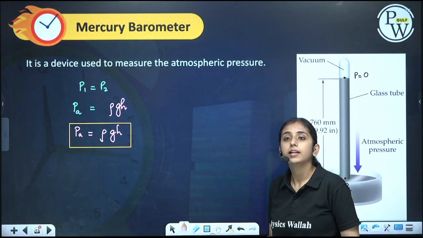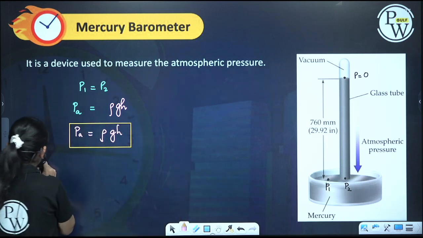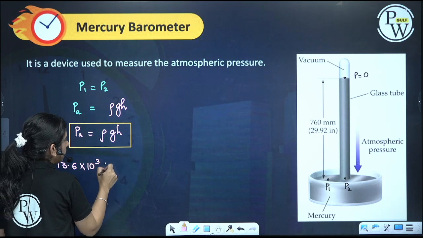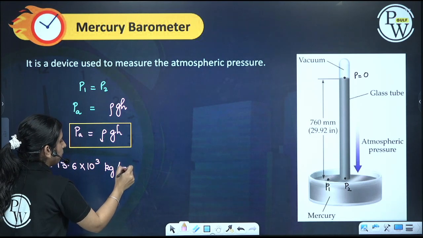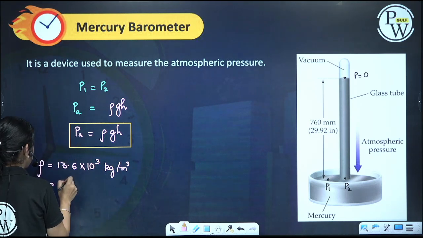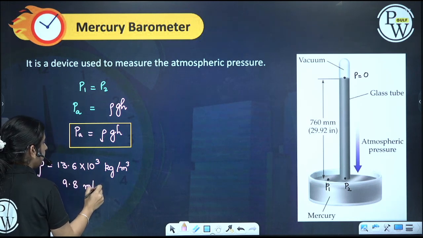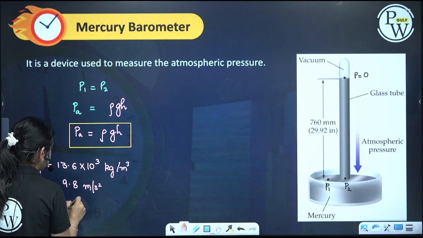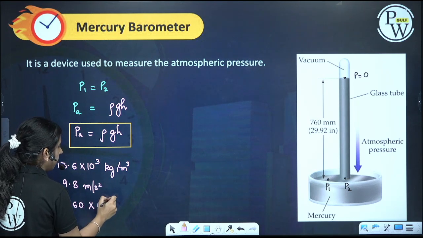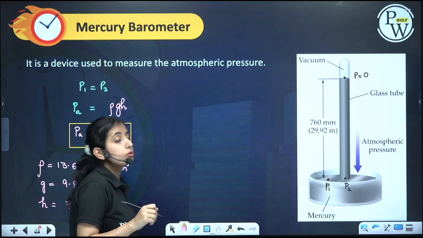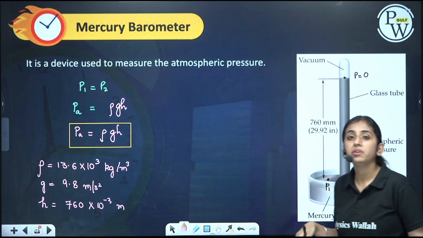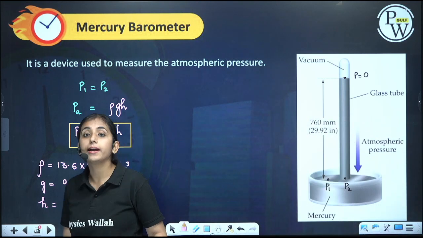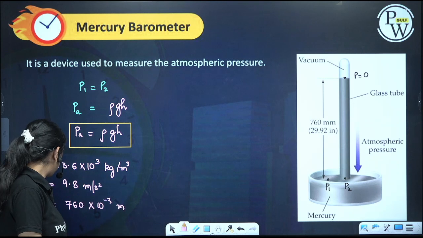Density of mercury is 13.6, so density is 13.6 into 10 raised to the power 3 kg per meter cube. The g value is 9.8 meter per second square, and the value of height we measured as 760 into 10 raised to the power minus 3 meter. If we calculate it from here, we will get the atmospheric pressure. This is how we measure atmospheric pressure using a mercury barometer.